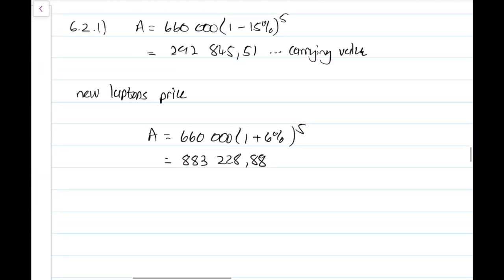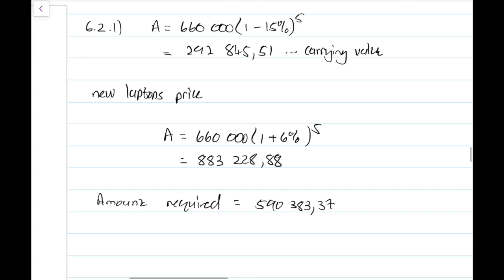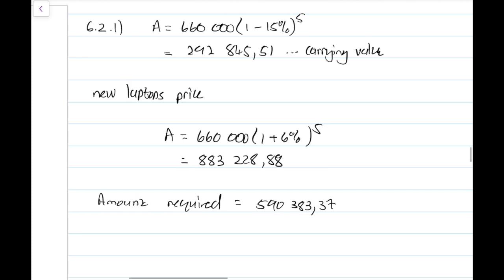So the amount required, or amount that we are saving towards, is going to be the difference between these two: 883,228.88 minus 292,845.51. And that's 590,383.37. All right, so that's how much we're working towards, right? 590,383.37.